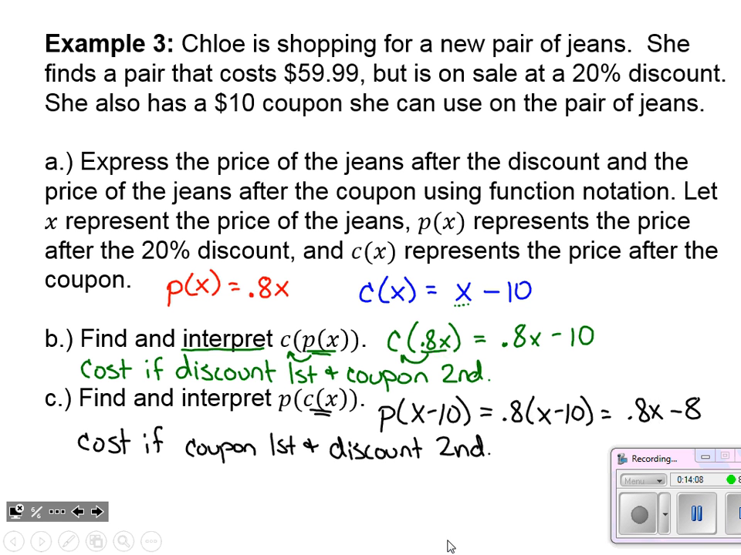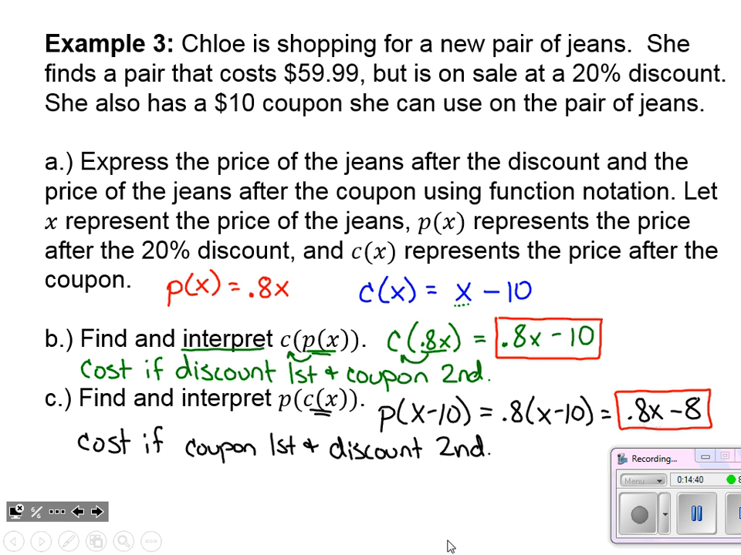Right? Now, if we had to extend this idea further and say, if she had the option to use the coupon first or second, what would be the better choice for her? What's going to get her that pair of jeans at a cheaper price? I think we can pretty clearly see that the first one is better, right? Because we take 80% of the price, then subtract away 10, whereas the second option, we would have 80% of the price, and then we would only take away $8 afterwards.